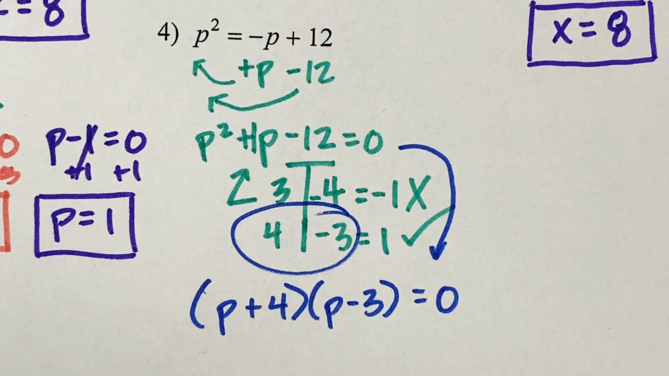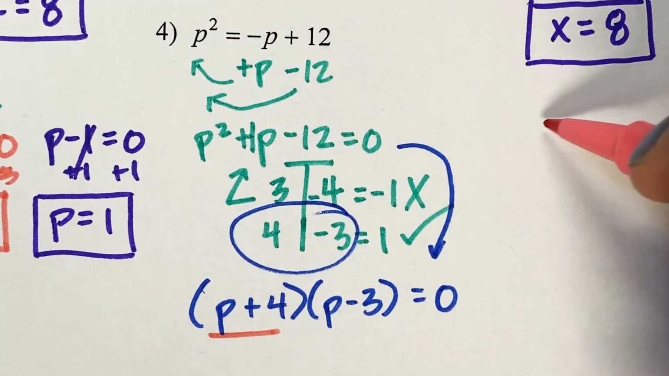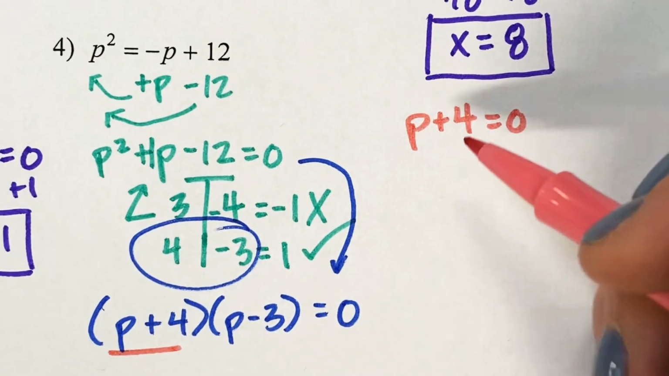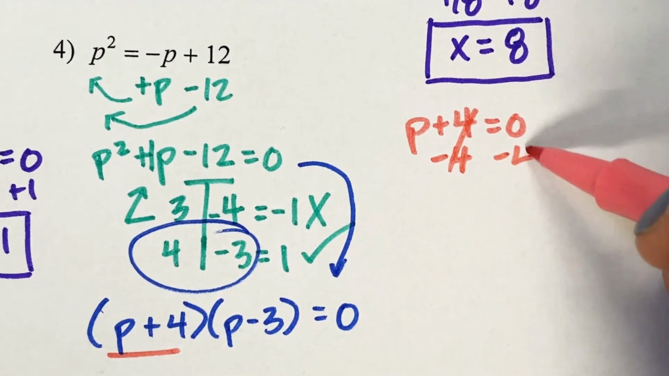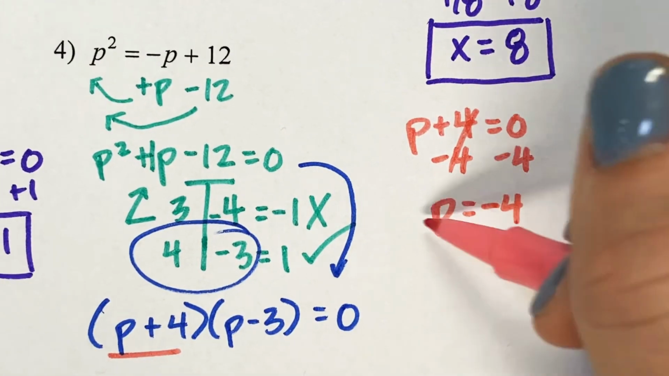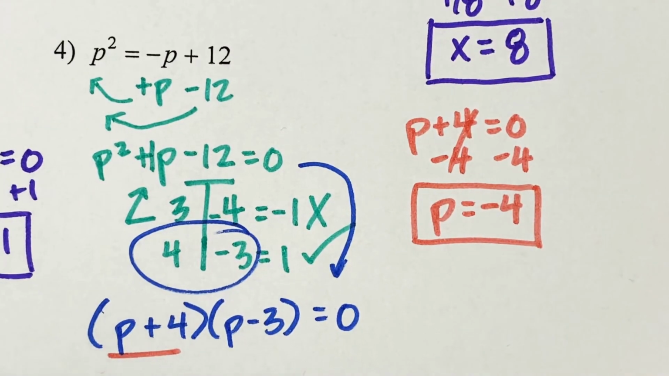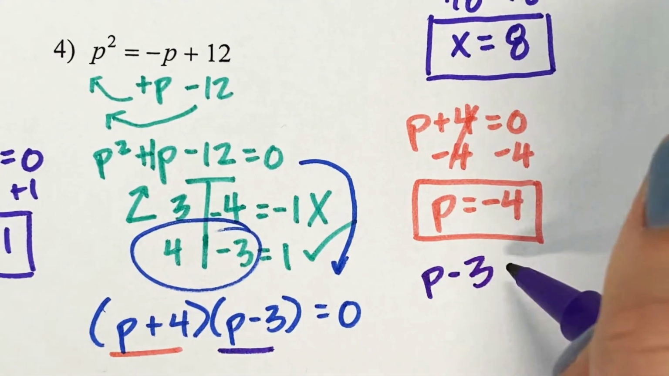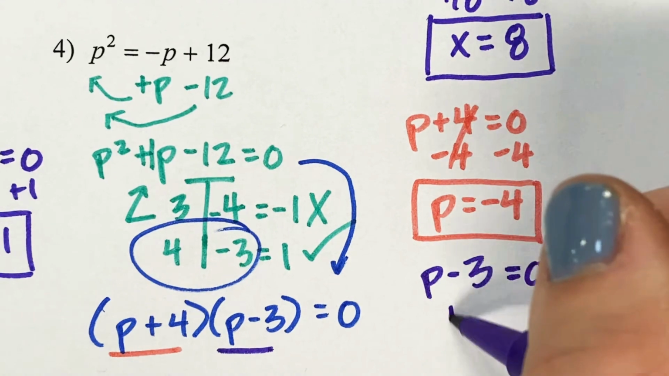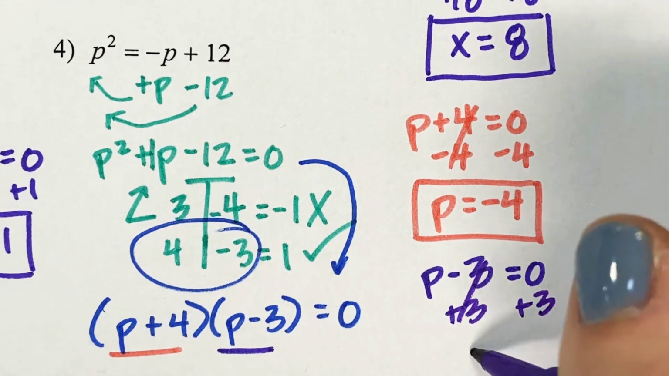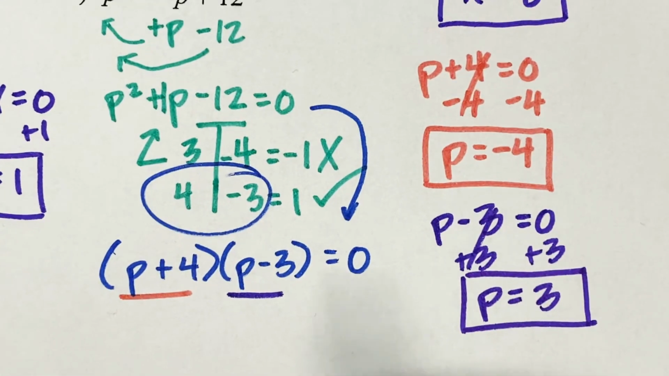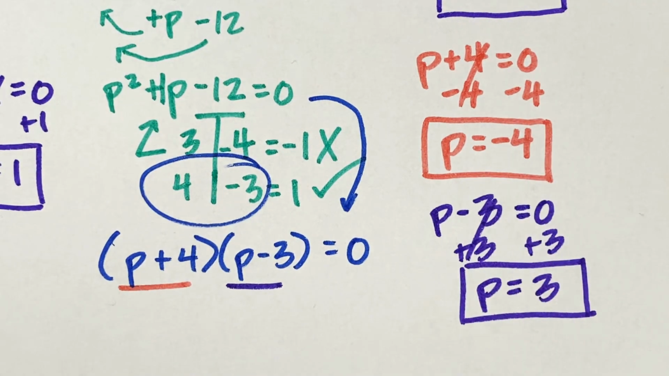Now we can take each piece and solve. So I have p plus 4 equals 0. The opposite of plus 4 is -4, meaning my first answer is -4. And now my second piece, p minus 3 equals 0. The opposite of -3 is +3. So p equals 3. Remember, whenever you're solving quadratics, you're always going to get two answers.